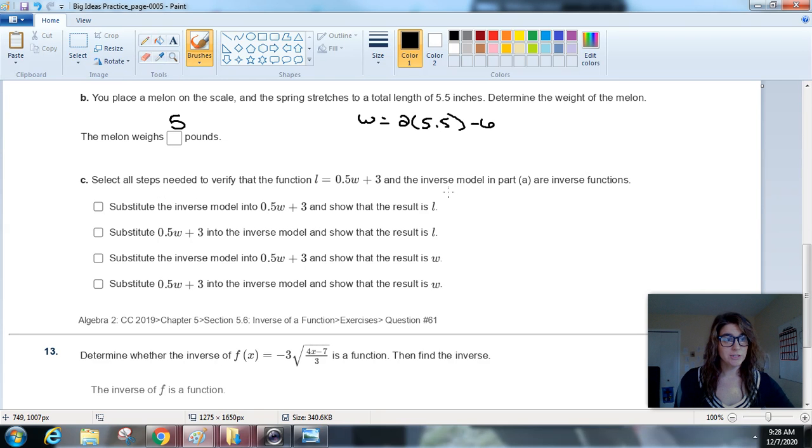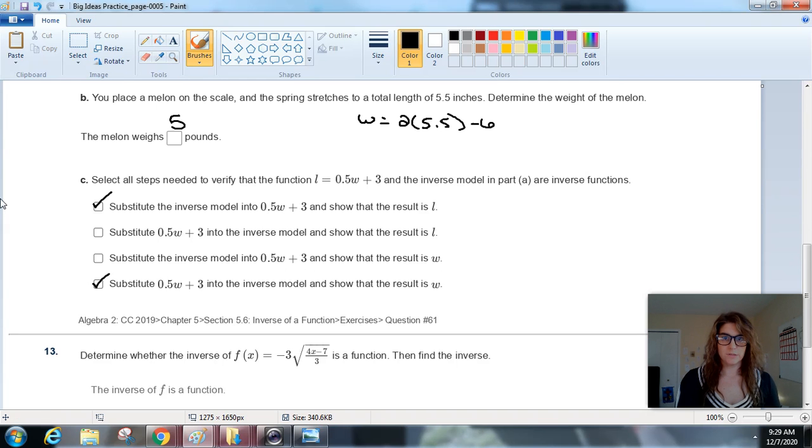Well, remember with verification, we plug one into the other and you want to get your variable back. So if I substitute the inverse, the 2L minus 6, into the original, I want to get an L. And then if I go the other way, if I substitute the original into the inverse, then I want to get W. I want to get my variables back.